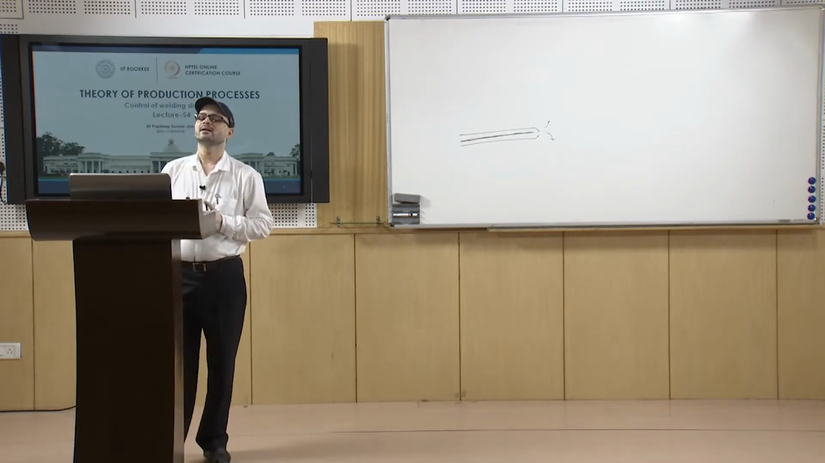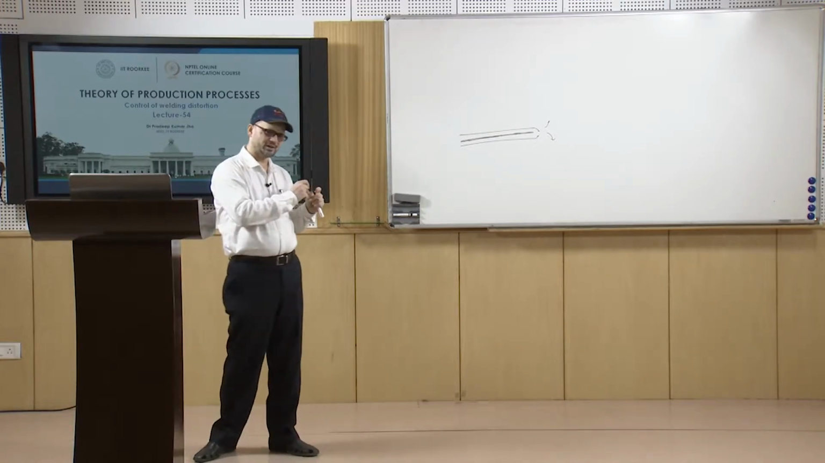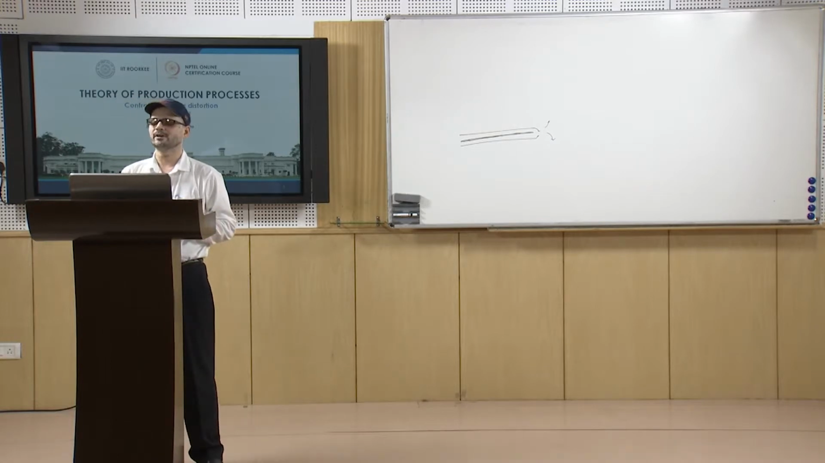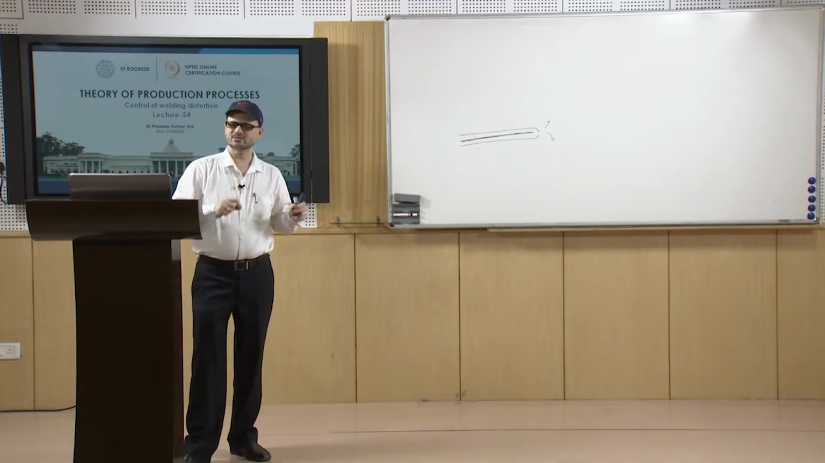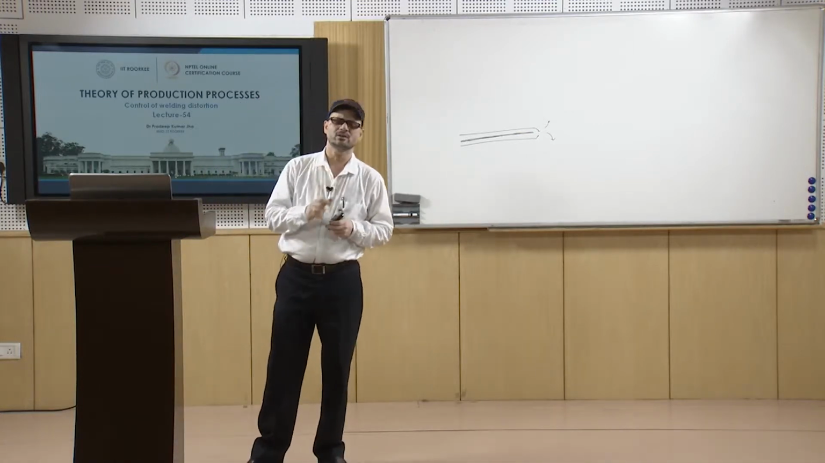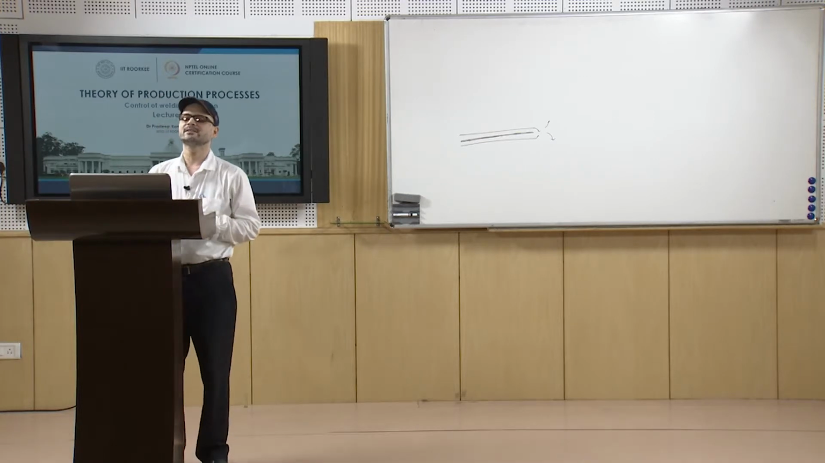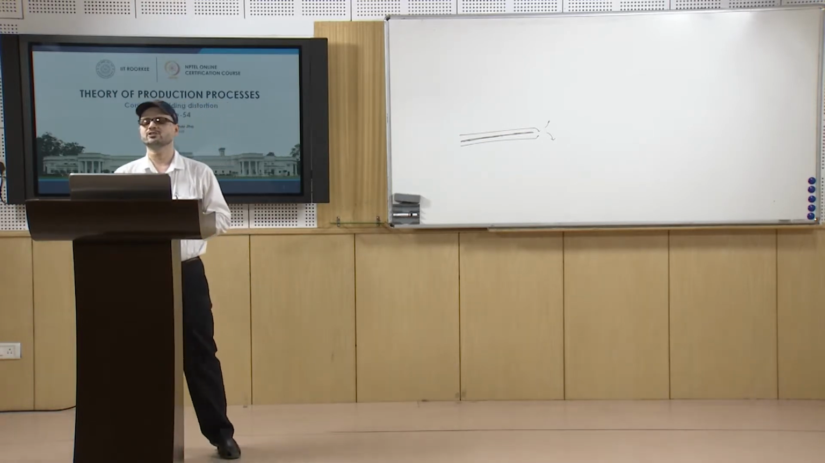Then second is the tack welding. Tack welding is used normally for accurate fabrication in case of seam welding. When you are welding along a seam and for larger lengths, in those cases normally you use tack welding, and it should be sufficiently long to reliably transmit the shrinkage forces. When you are putting the tacks, you must have a tack of certain length, and normally this length is a function of the thickness of the sheet or plate which you are welding. This tack weld length is normally kept at about 2 to 3 times the thickness of the plate, so that it can reliably transmit these shrinkage forces.